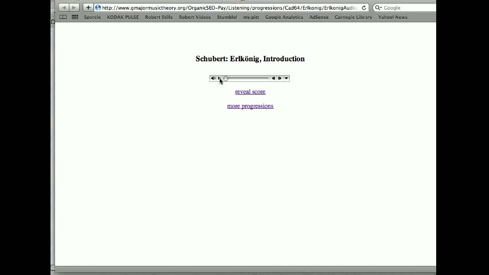We're interested in the end, and this is only the introduction, so it's not terribly long. And the tonic is going to be a repeated note for a long time. That's the tonic.